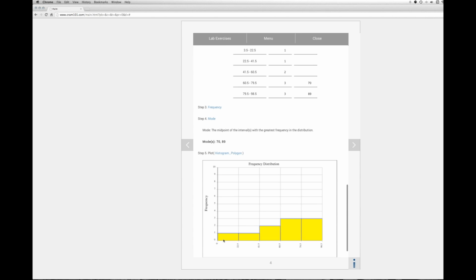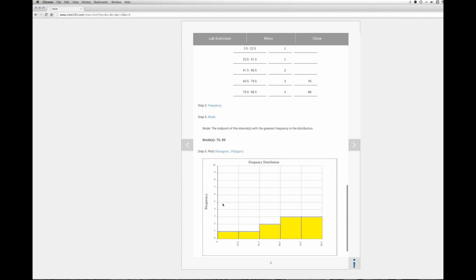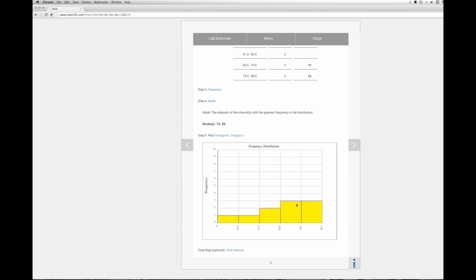Okay, plotting the histogram out are mode 70 and 89. We see here that we have 2 intervals that have equal frequency, and these are the greatest frequencies. So the midpoint being 70 of this one, we call the mode 70, and the midpoint, 79.5 to 98.5, is 89, and therefore we have a bimodal distribution. That's it. Thank you.